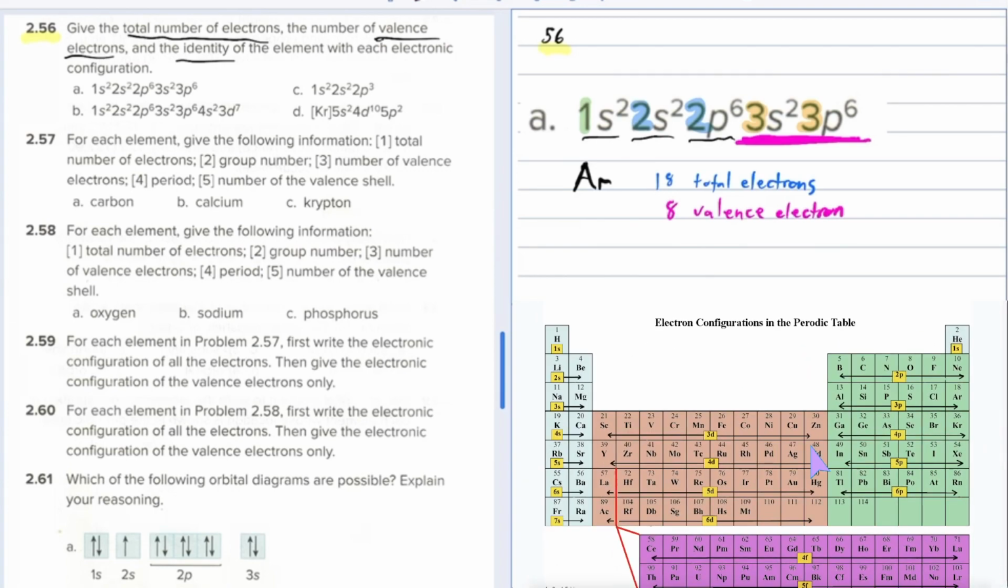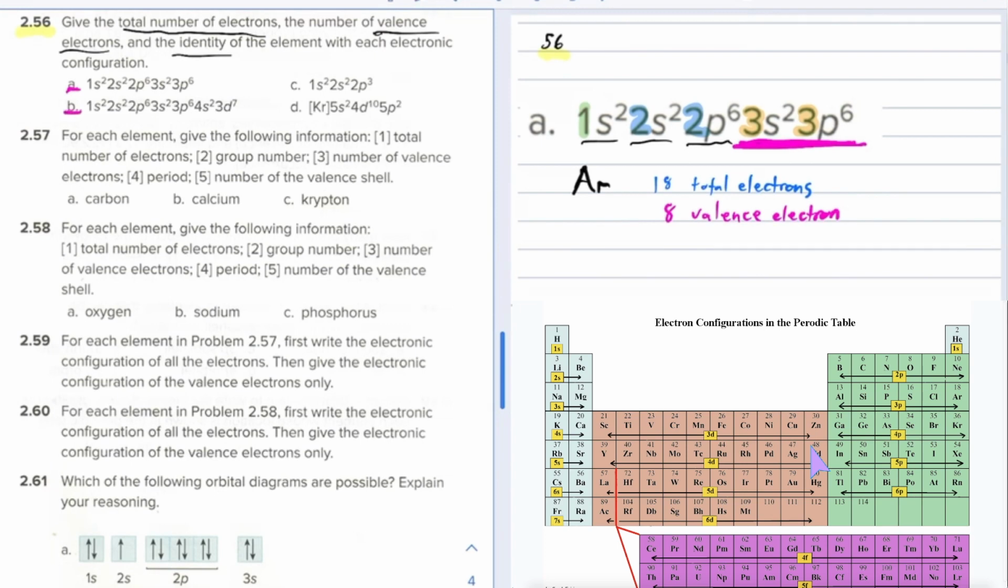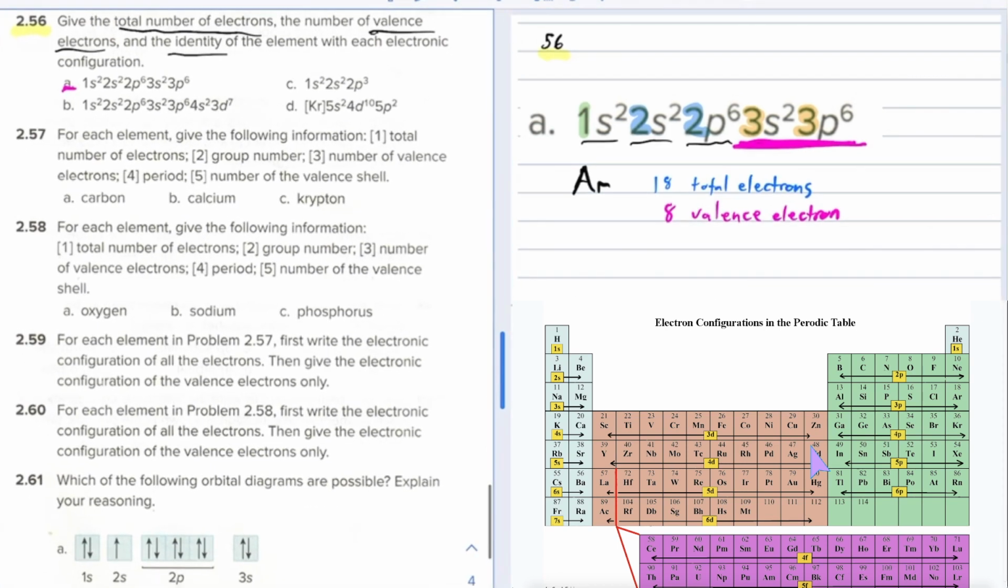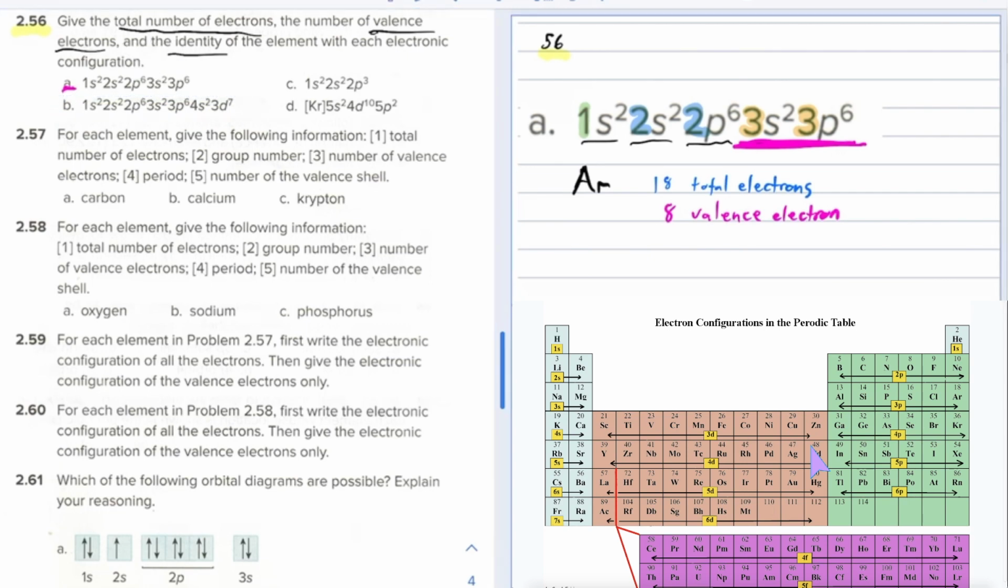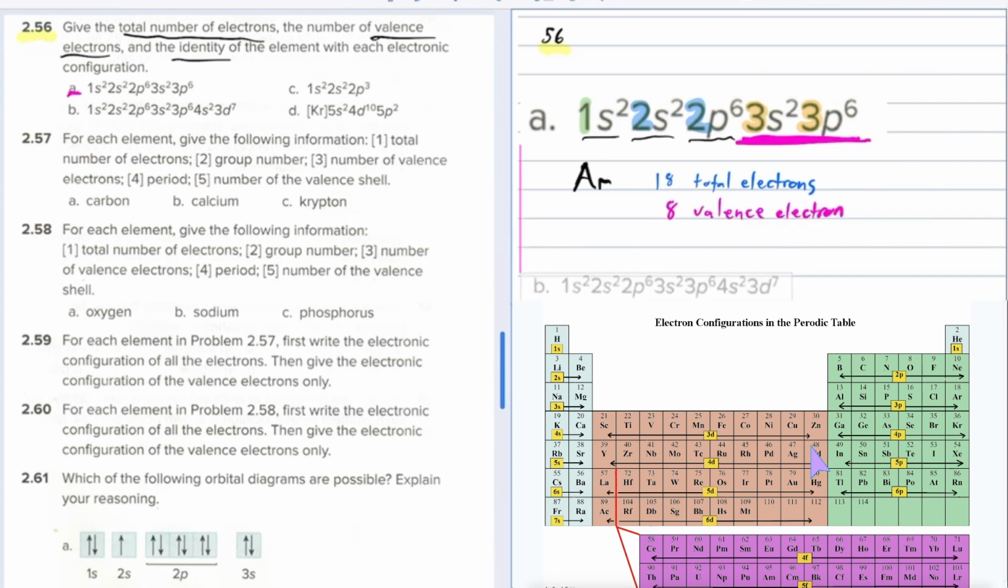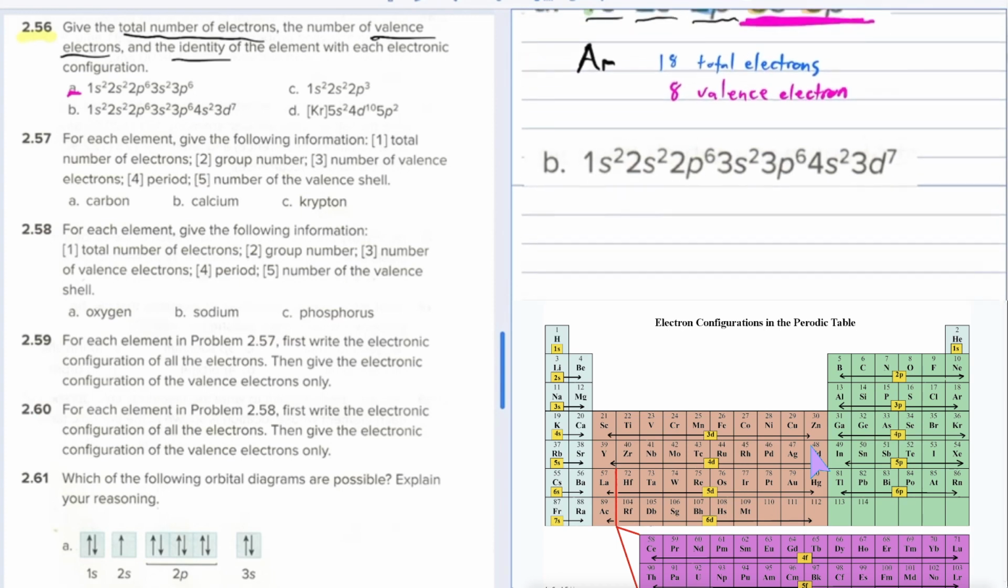Let's do the other one. So here we did A. Let's do B. So let's copy this over. Let's blow that up a little bit. Okay. Now, let's scroll this up.